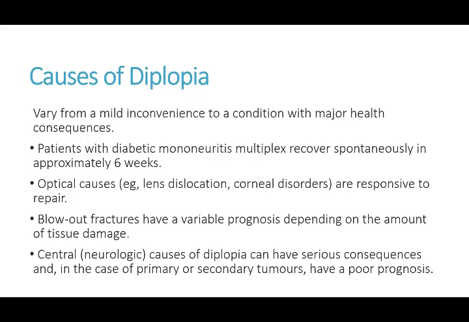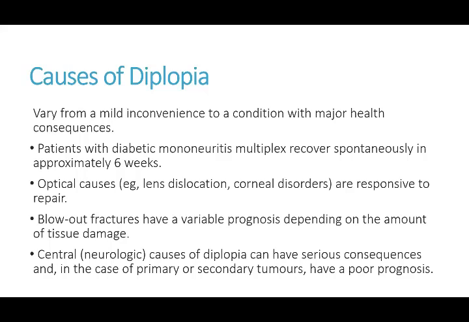Okay? Now patients with diabetic mononeuritis multiplex recover spontaneously in approximately 6 weeks. We see a lot of these patients who have mononeuritis multiplex. One of the extraocular muscles becomes paralyzed, and that's why the patient suffers from diplopia. But it spontaneously resolves with good diabetic control in about 6 weeks. Now, the optical causes can be lens dislocation. You read about this in Marfan syndrome. Okay? In corneal disorders, they are responsive to repair.